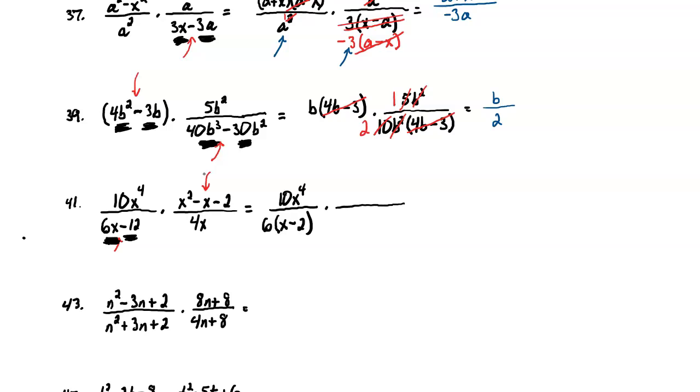Now the other fraction. The trinomial will factor with 2 sets of parentheses. X times x is the x squared. Negative 2 times positive 1 makes the negative 2 and adds together to make negative 1. And the bottom is 4x.